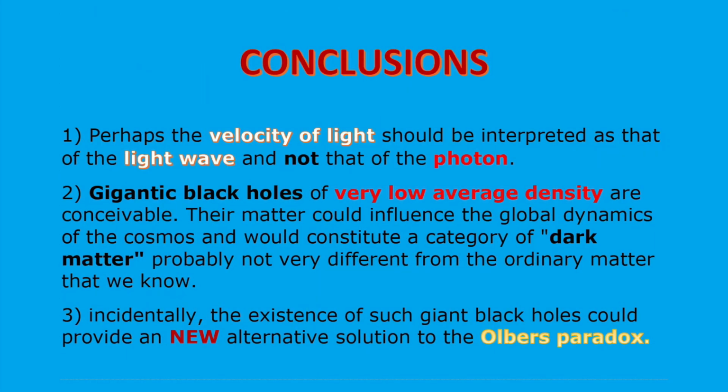At the end of this discussion, three things appear. Point 1. Perhaps the speed of light should be interpreted as that of the light wave and not that of the photon. Point 2. Gigantic black holes of very low average density are conceivable. Their matter could influence the global dynamics of the cosmos and would constitute a category of dark matter, probably not very different from the ordinary matter that we know.